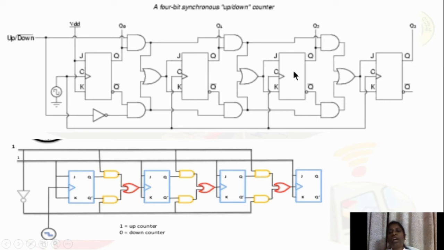If the up/down bar is 1, the upper AND gates will be enabled, and the counter will count in the upward direction. If the up/down bar is 0, the lower AND gates will be enabled, and it will count in the downward direction. This is how the 4-bit synchronous up-down counter will work.